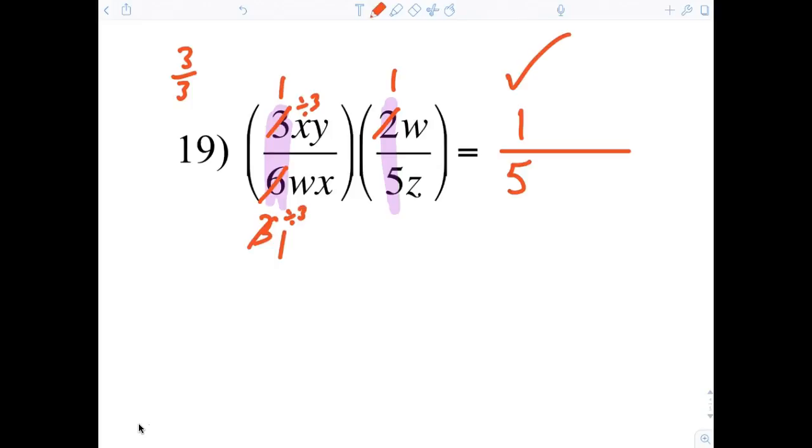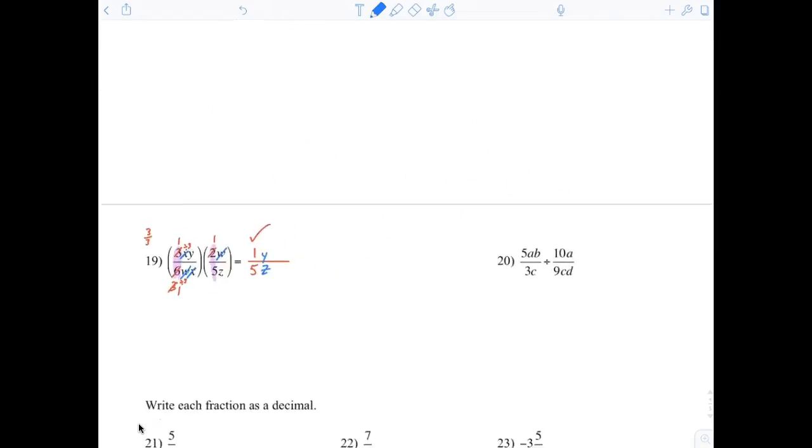All right? Now, whenever there's a variable on the top and a variable on the bottom, they can do what to each other? Cancel each other out. That's right. So, what can I do with this W and this W? What else can cancel? X and X. So your answer is? Yes, 1y over 5z. Everybody happy with that explanation? That wasn't too bad. All right, let's take a look at 20.